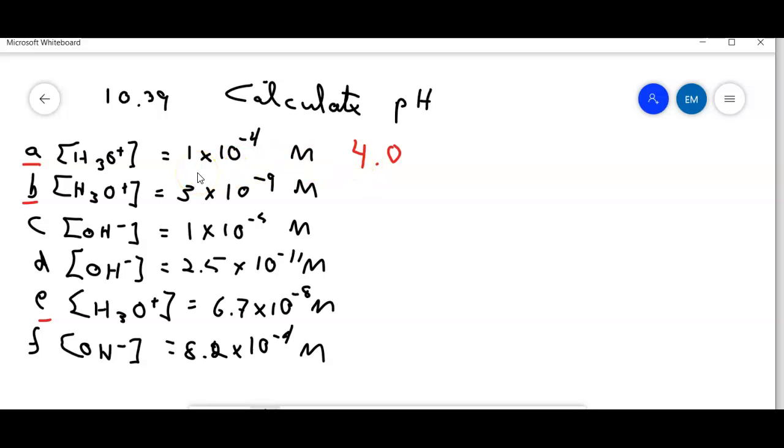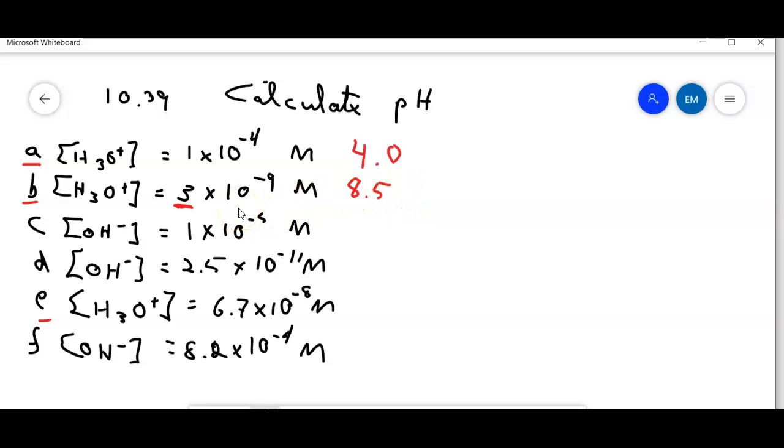We do the same thing with 3 times 10 to the minus 9th, 3e to the negative 9. Take the log of that, and you get a minus 8.5 something, and you change that to negative. The 8 is an exact number, really from the exponent, and the 5 is defined by the one significant figure there, so it's going to be 8.5.